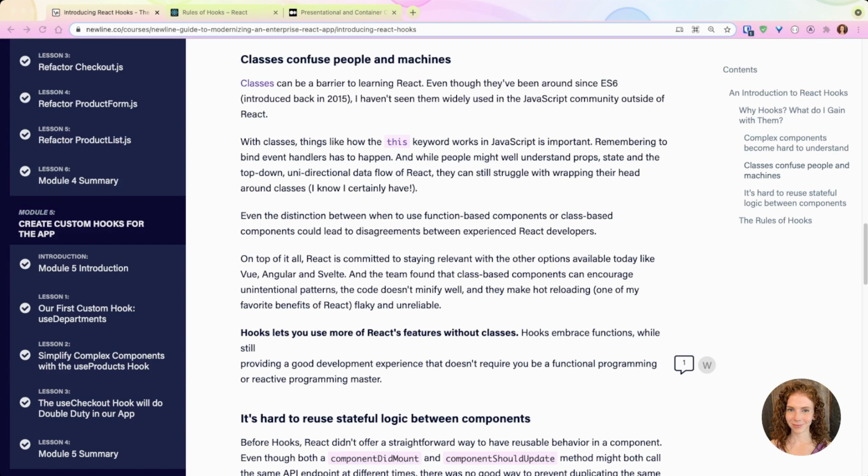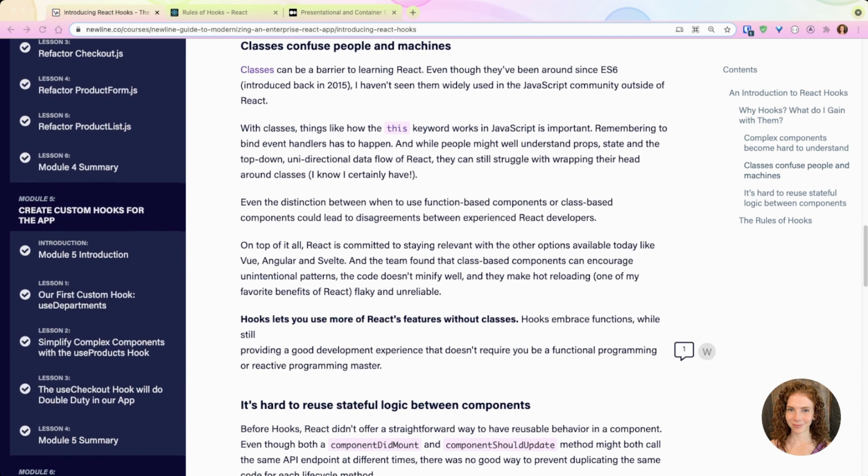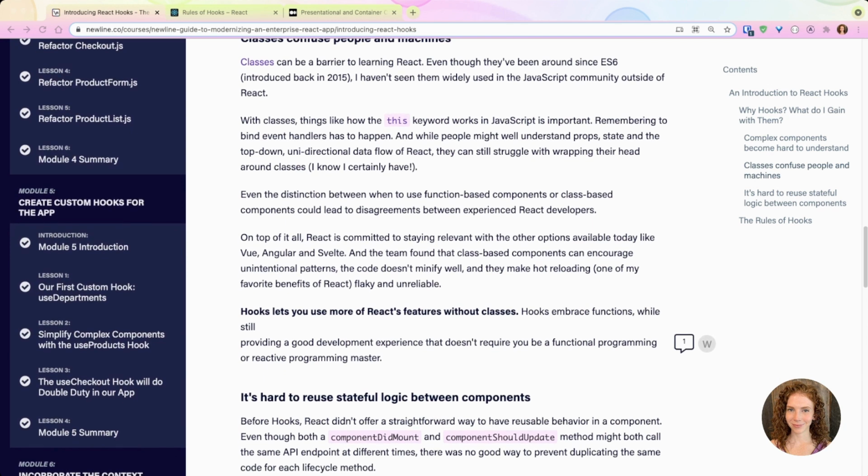And while people might well understand props, state, and the top-down unidirectional data flow of React, they can still struggle with wrapping their head around classes. Even experienced developers have problems with classes sometimes. And even the distinction about when to use function-based components or class-based components could lead to disagreements between experienced developers.